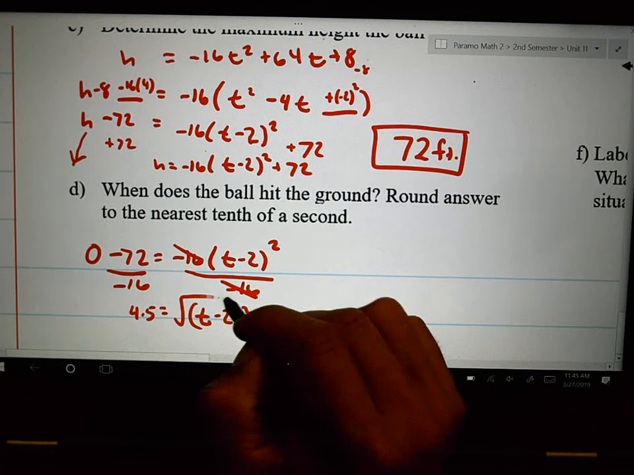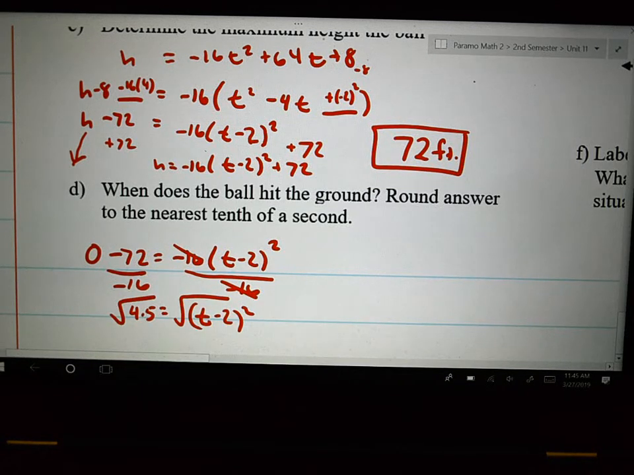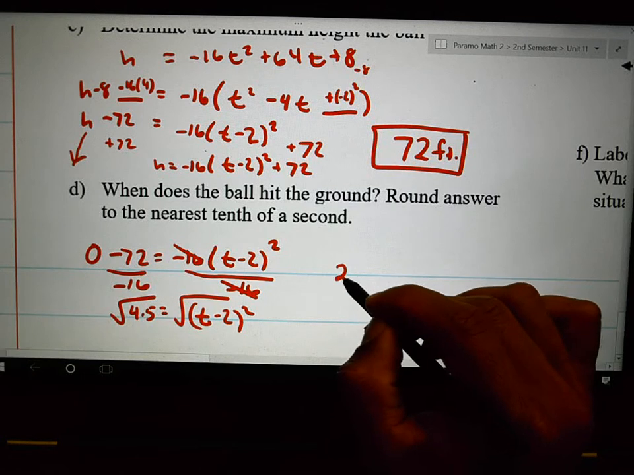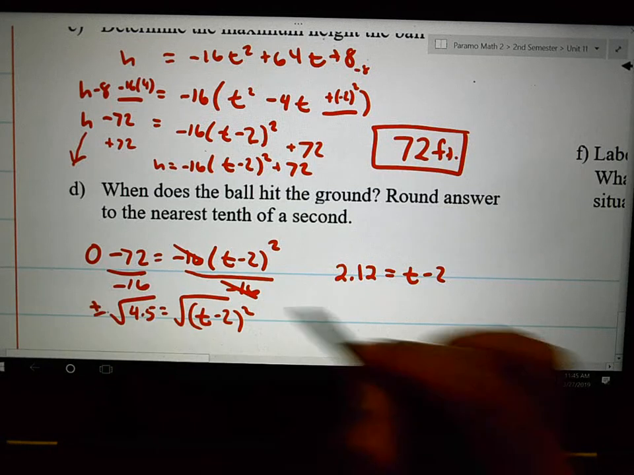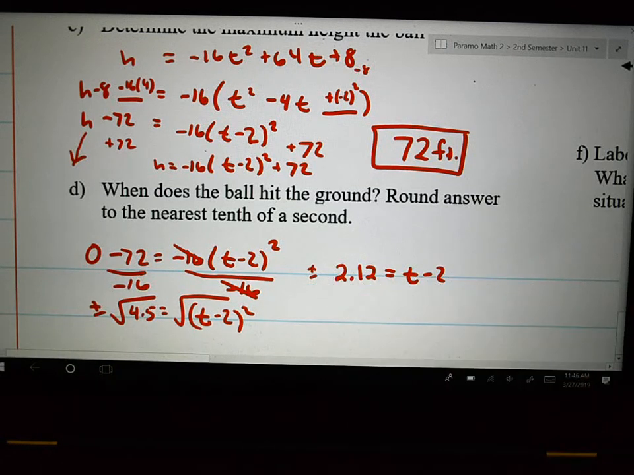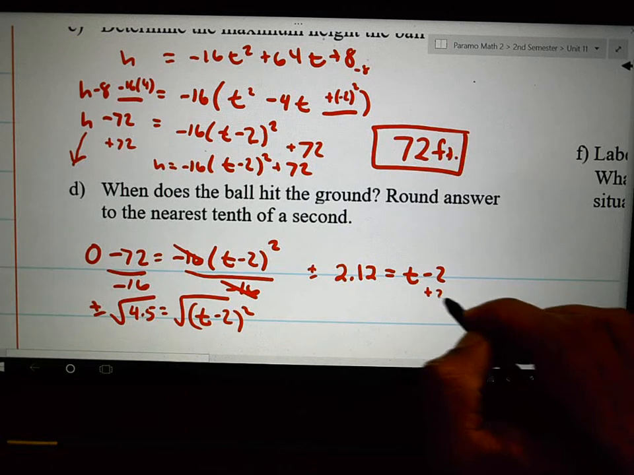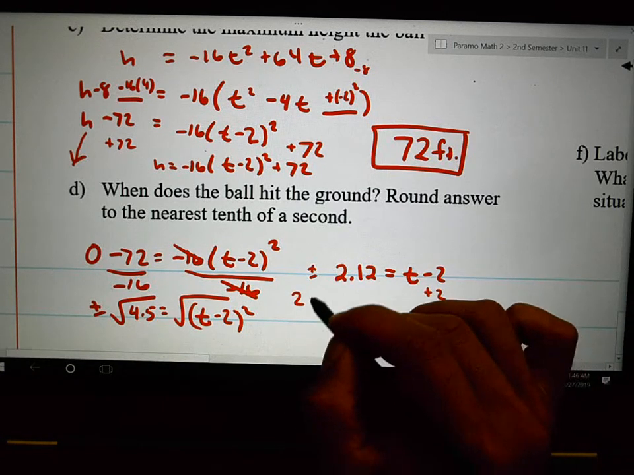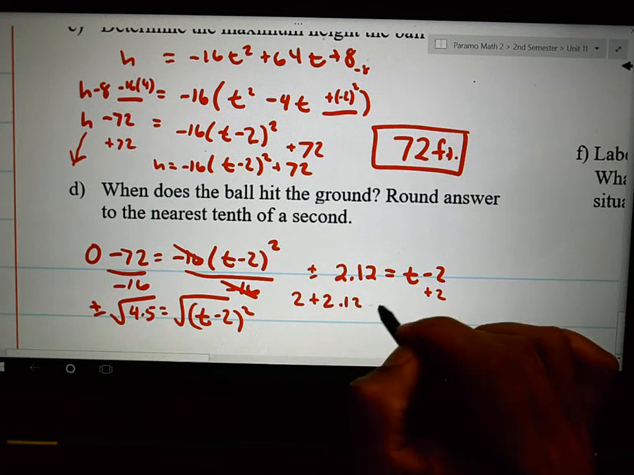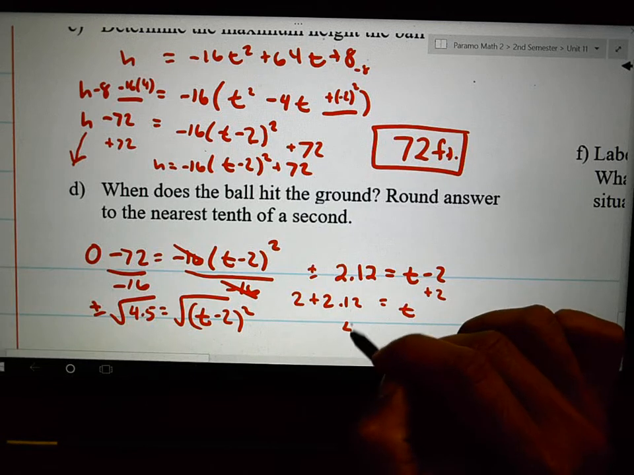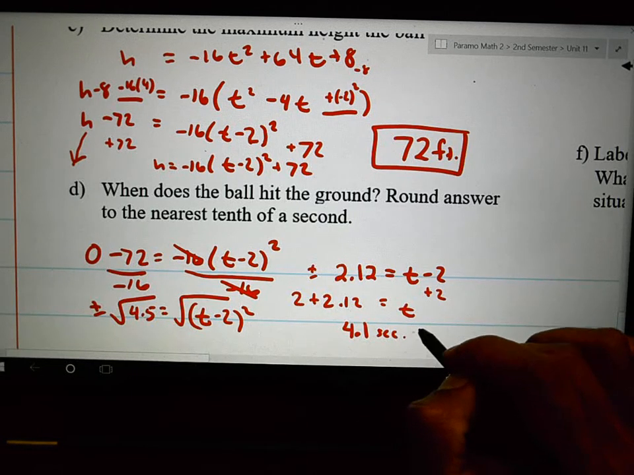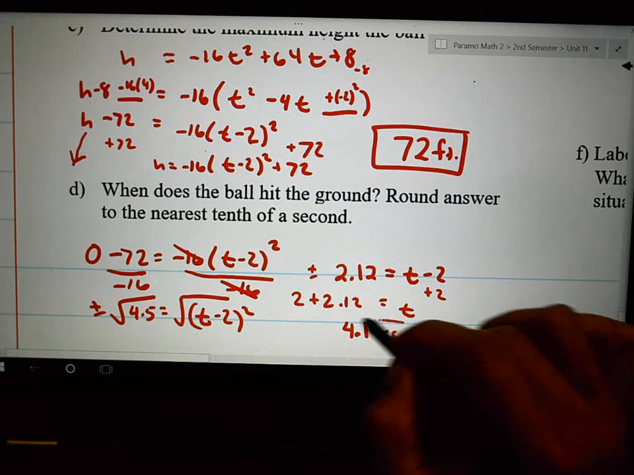Square root. It's about 2.12 equals t minus 2. Technically, there's two possibilities here, a positive or negative, but we're not going to use the negative value of time. So if I do 2 plus 2.12 for my time to the nearest tenth, that's going to be about 4.1 seconds for the time to have a height of 0.